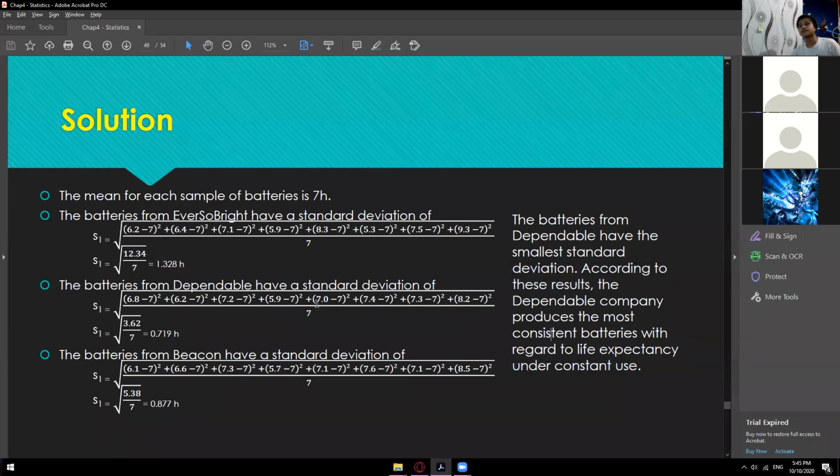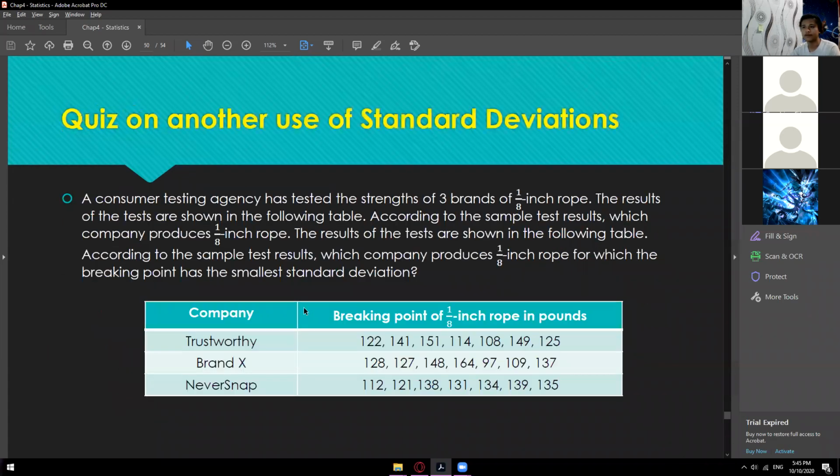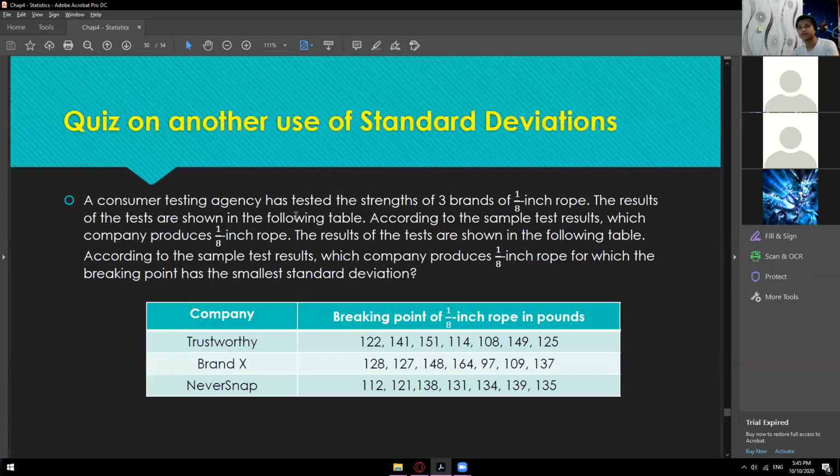So again, as usual, after this example you're going to have a quiz. A quiz on another use of standard deviation. So that's two quizzes for standard deviation. A consumer testing agency has tested the strands of 3 brands of 1/8-inch rope. The results of the tests are shown in the following table. According to the sample test results, which company produces 1/8-inch rope?